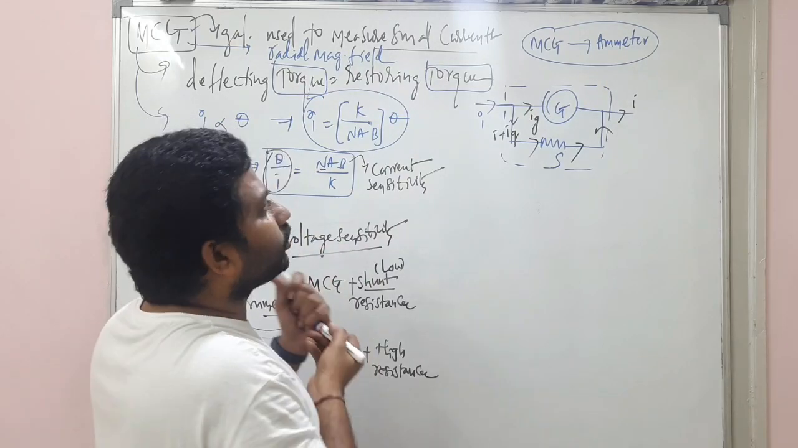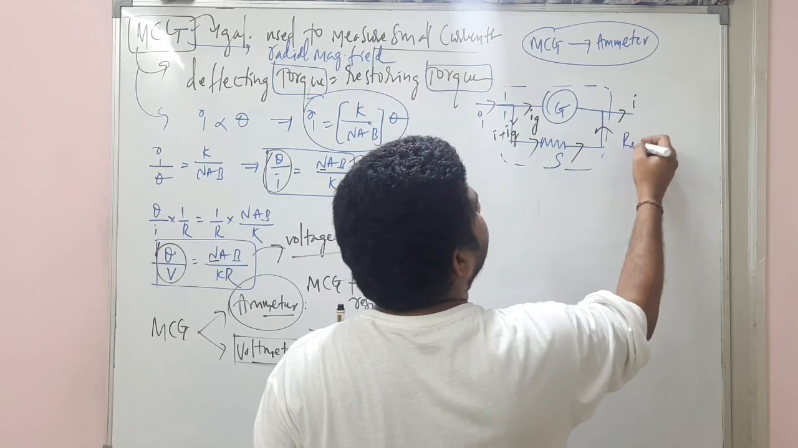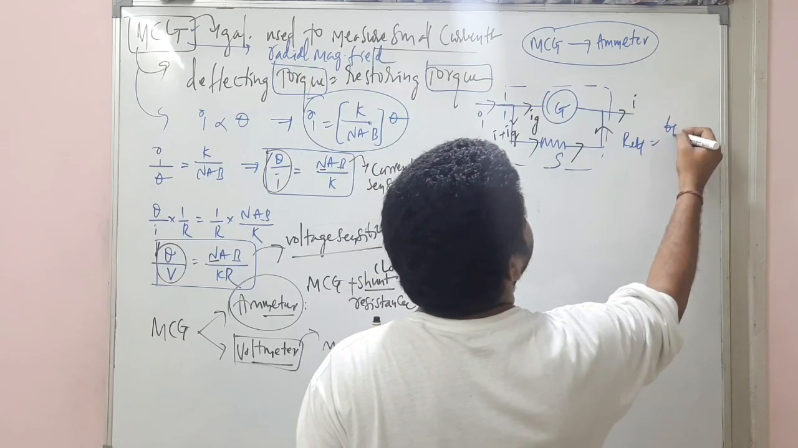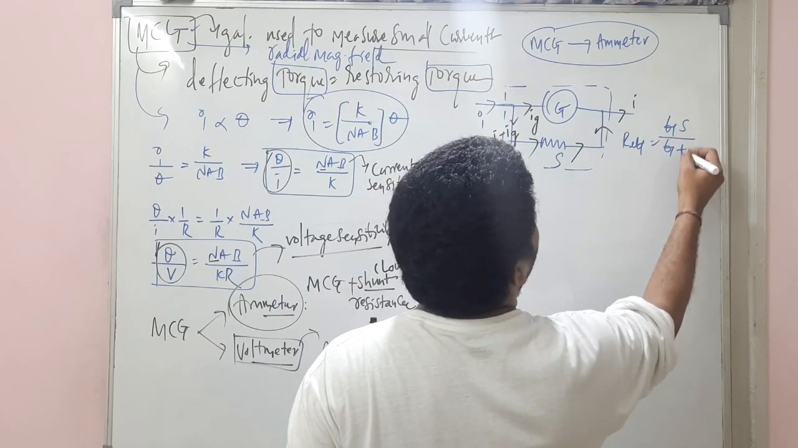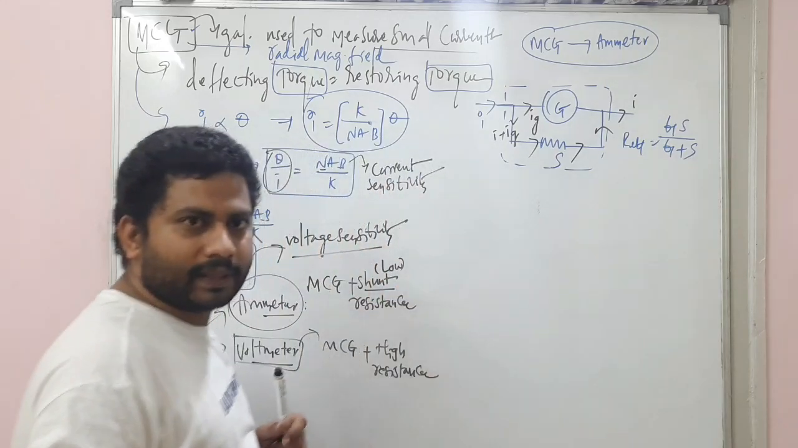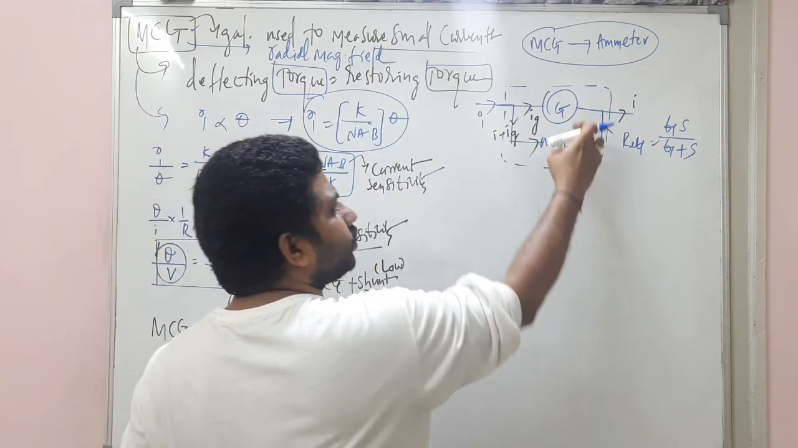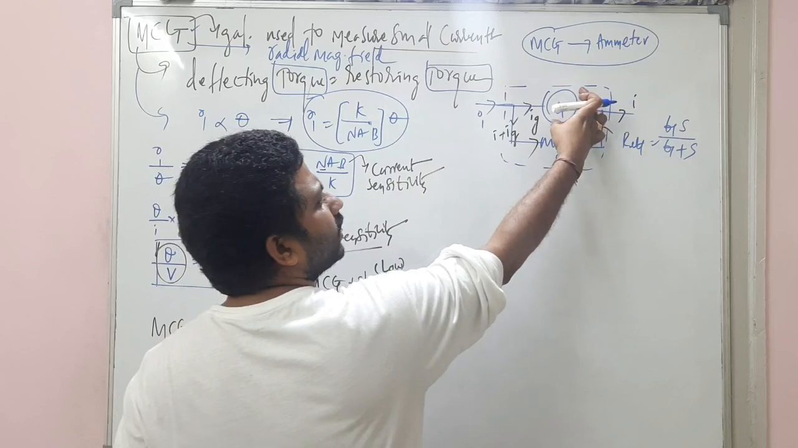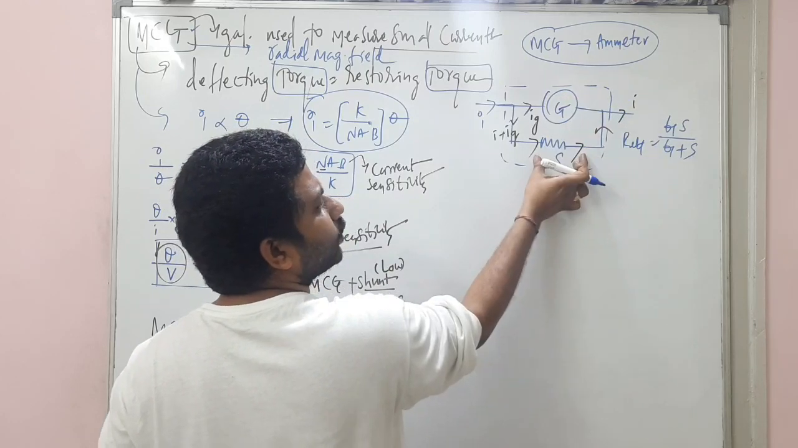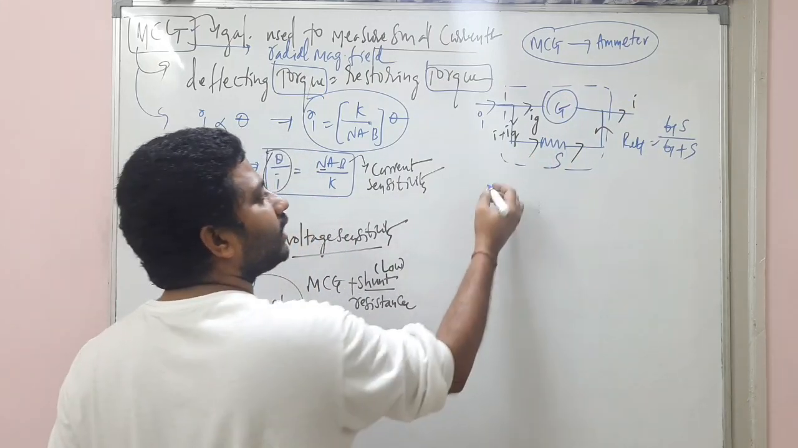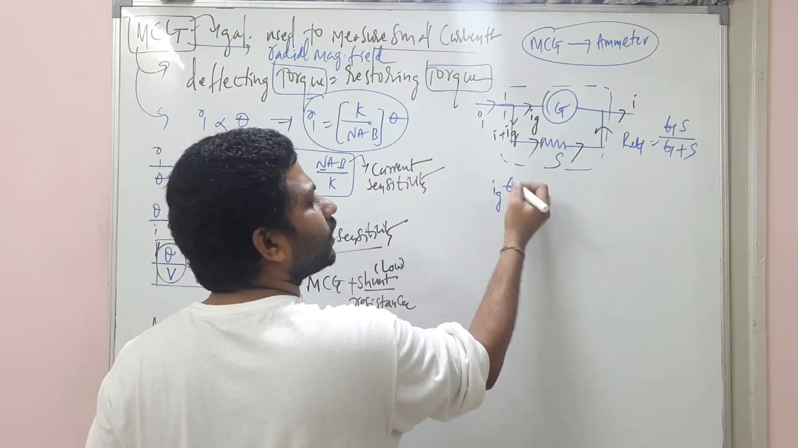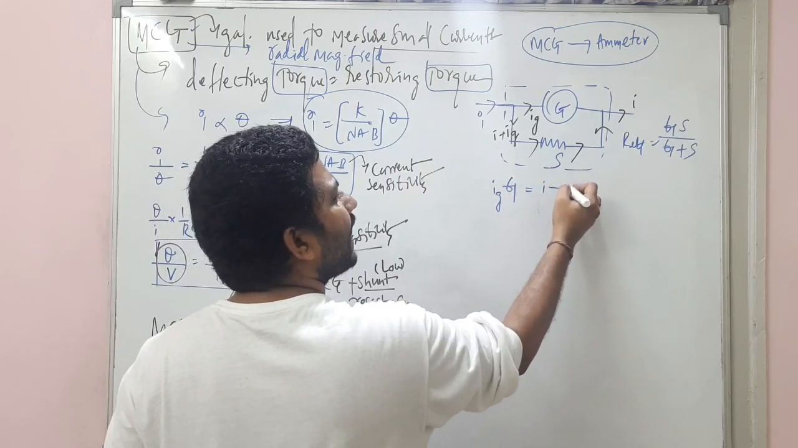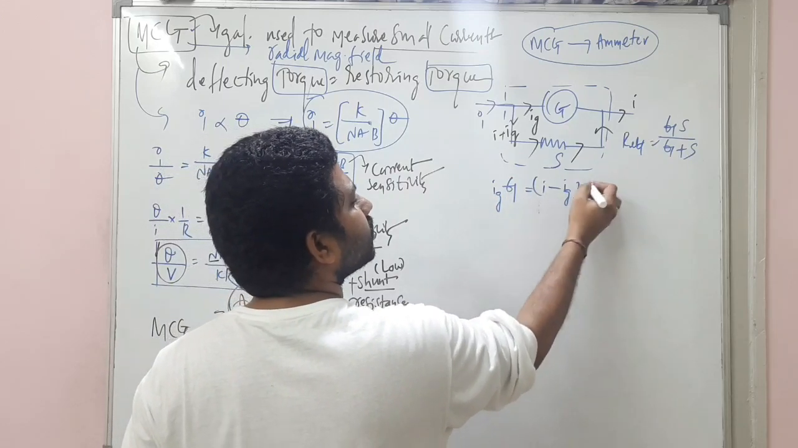Now, here what you should understand: the effective resistance R is equal to GS by G plus S, number 1. And the second thing, as these two are connected in parallel, the potential across this is equal to the potential across this. What is that? Ig into G is equal to I minus Ig into S.